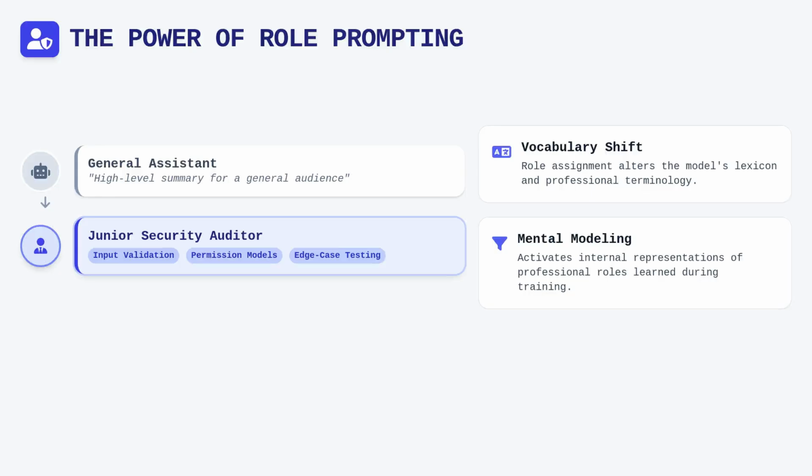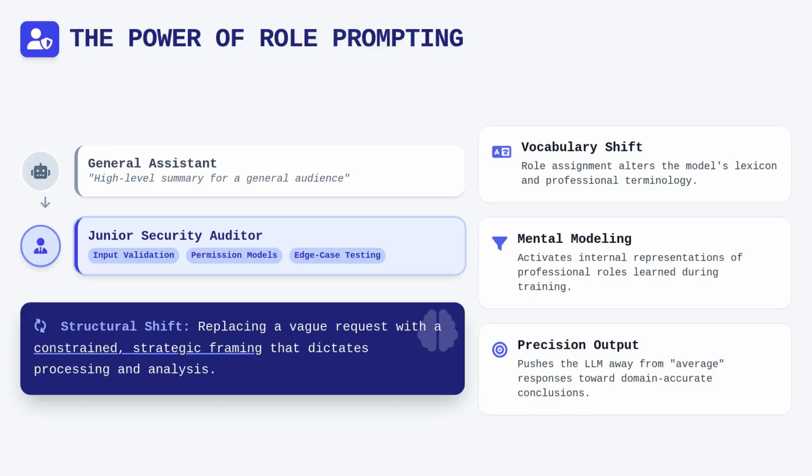This shift happens because the model is essentially conditioned on internal representations of these professional roles learned during its training. When we invoke the persona, we are effectively setting a mental model for the LLM that mandates a specific perspective, pushing it away from an average-based response and toward a more tailored, domain-accurate conclusion. This is the primary function of role prompting, to replace a vague request with a constrained, strategic framing that dictates how the model processes inputs and generates its final analysis.